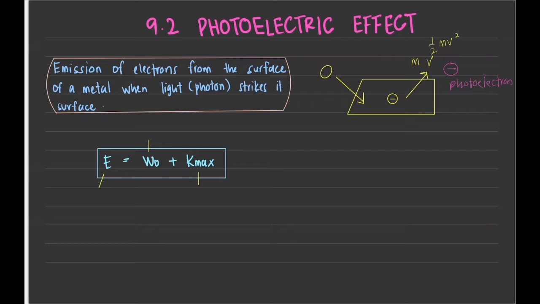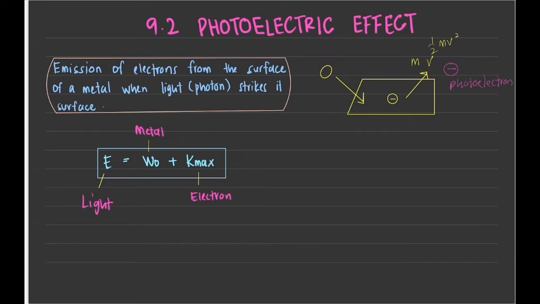So we can get a formula: energy E equals work function W naught plus kinetic energy maximum. This energy comes from the light. The work function comes from the metal itself. Different metals will have different work functions. And the kinetic energy is from the photoelectron emitted.